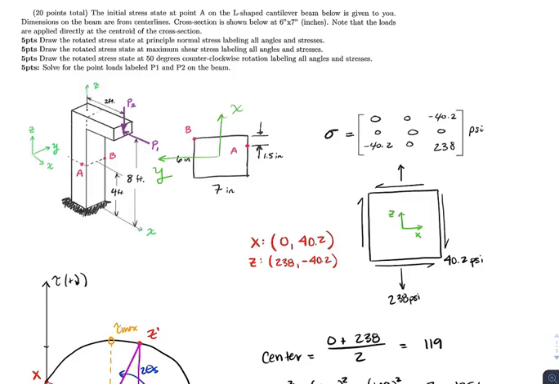Welcome to part 2 of this stress transformation video. In this problem, we are going to be solving just the last part, which is to solve for the point loads labeled P1 and P2 on the beam. So we are given the cross section, we know what it looks like.